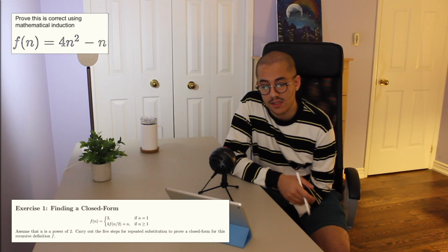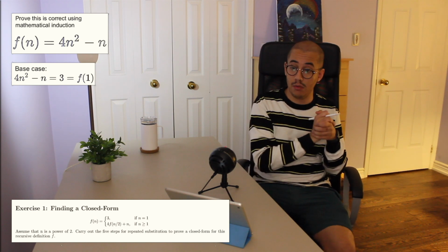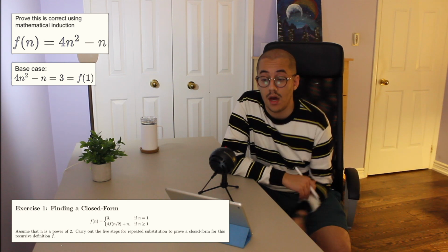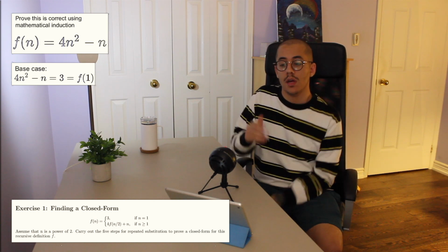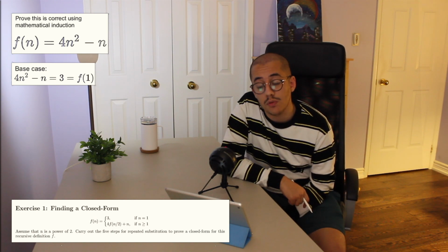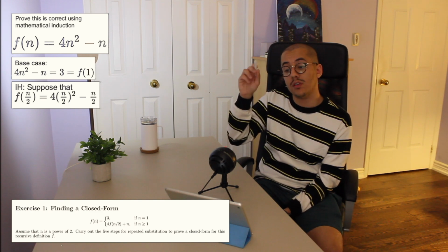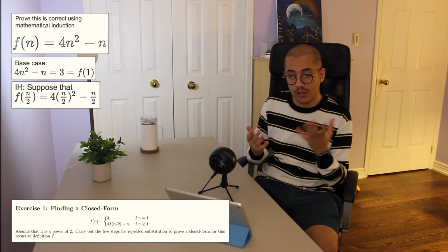We're going to start with a base case. We know that f of 1 is equal to 3, right? Does this equal 3? Well, yes, 4n squared minus n equals 3 when n is equal to 1. Boom. Base case over. Induction hypothesis. We're going to suppose that f(n over 2) equals 4 times (n over 2) squared minus n over 2. Standard. That's our assumption.